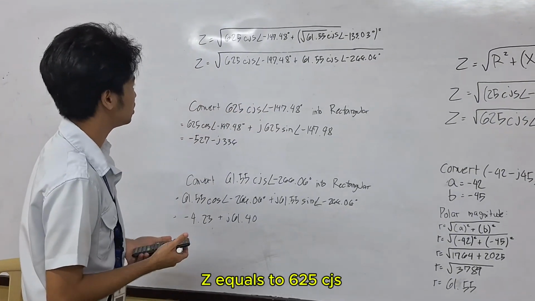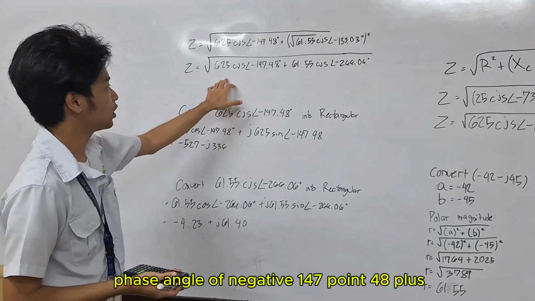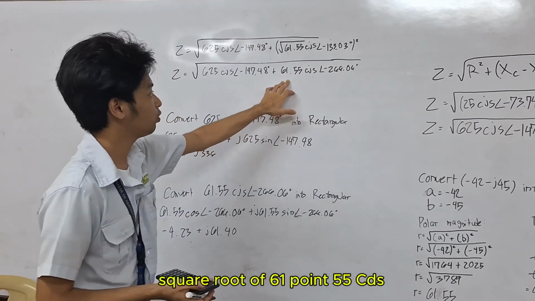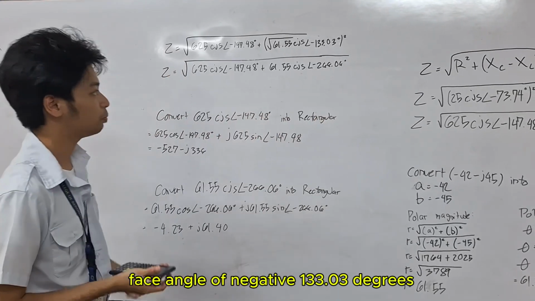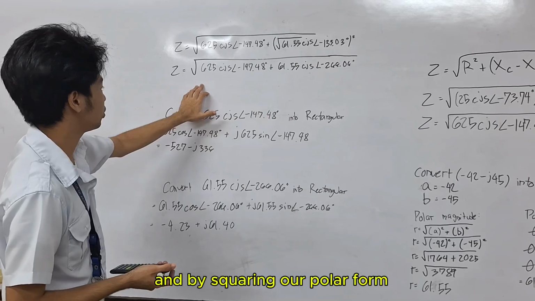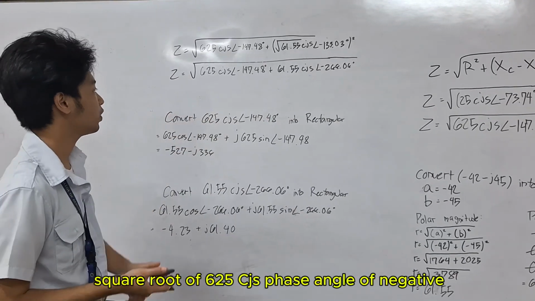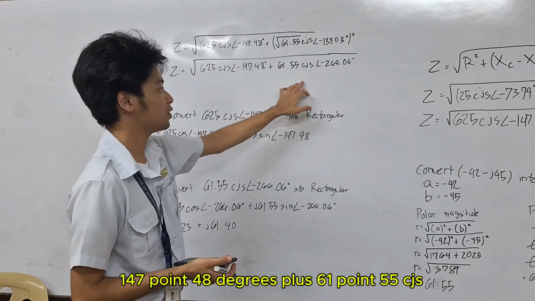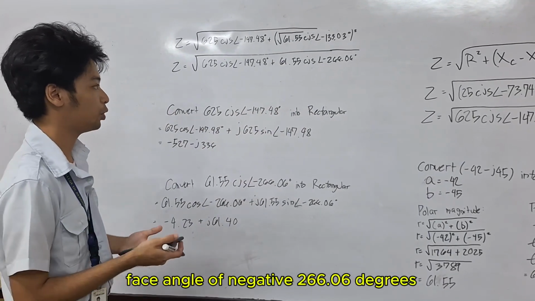Now moving on, since we have converted the following, we will be substituting the form. So Z is equal to the square root of 625 cis phase angle of negative 147.48 degrees plus 61.55 cis phase angle of negative 133.03 degrees squared. By squaring our polar form, we get the square root of 625 cis phase angle of negative 147.48 degrees plus 61.55 cis phase angle of negative 266.06 degrees.